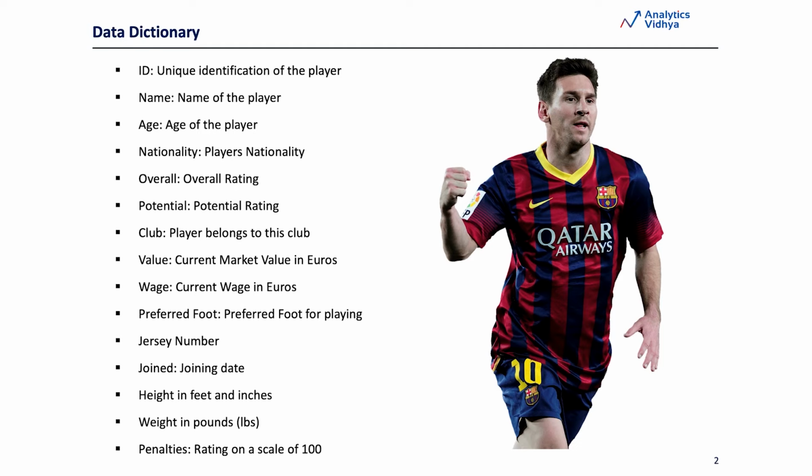Also, it's given that the dataset contains information of one player per row, which means each row contains information about only one player. And you can know the number of players by just counting the number of rows. In this video, we learned what a data dictionary is.